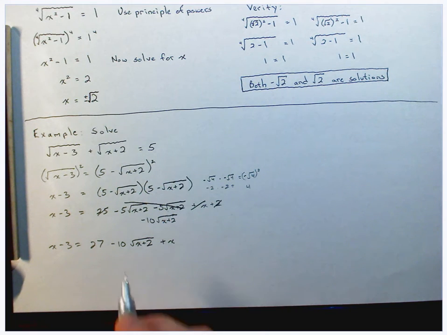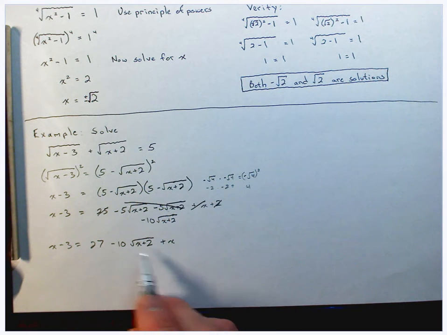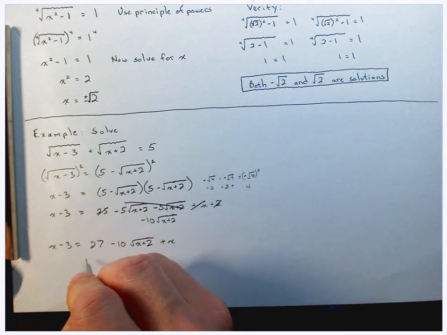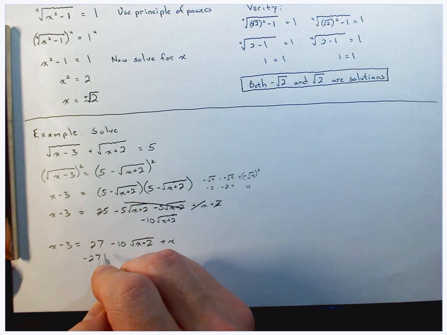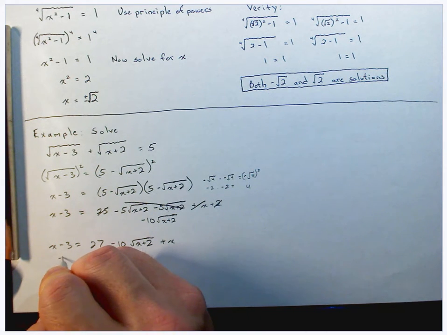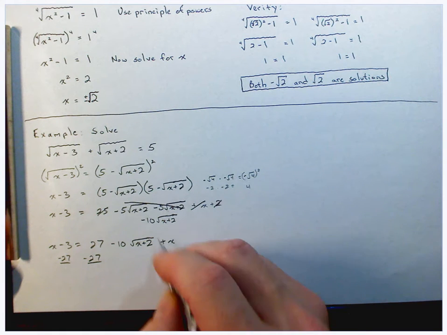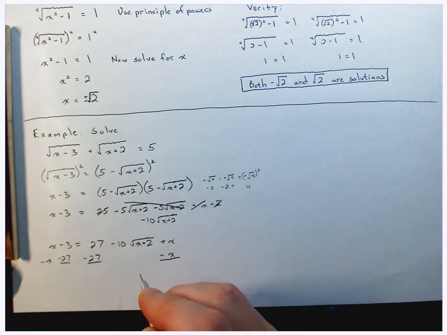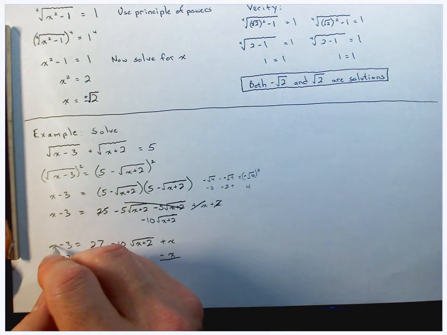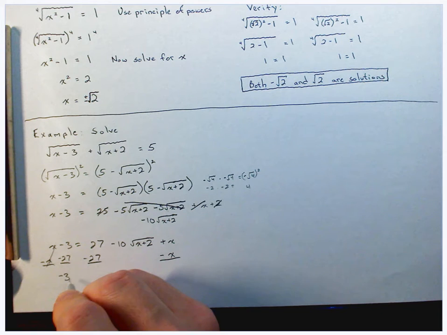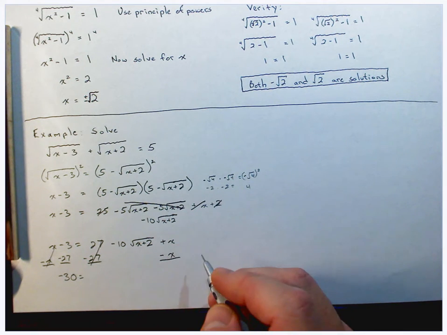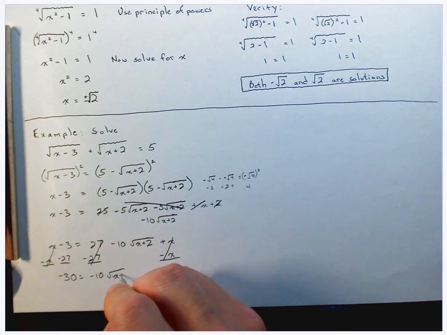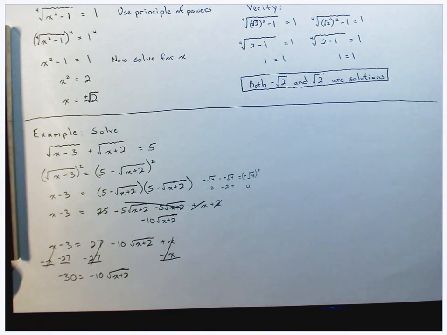Now I want to get everything else away from this radical, so I'm just going to do one step to save time. I'm going to subtract 27 from both sides, and I'm writing this out so y'all see it. Now I'm going to subtract x. The x's cancel. I'm left with a negative 30 equals, those cancel, those cancel. So I'll rewrite it up here.